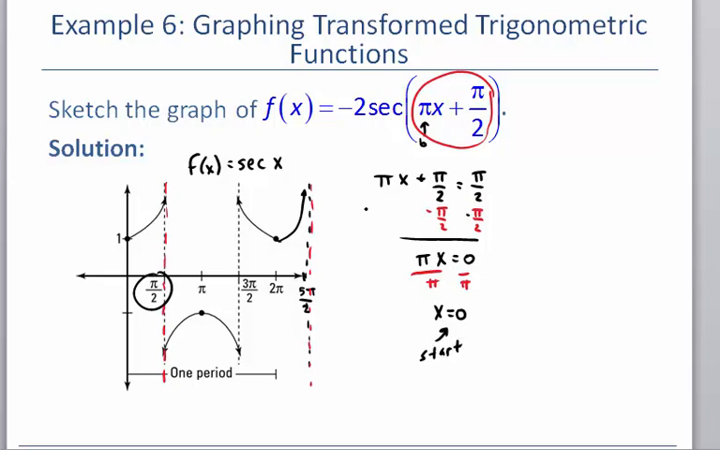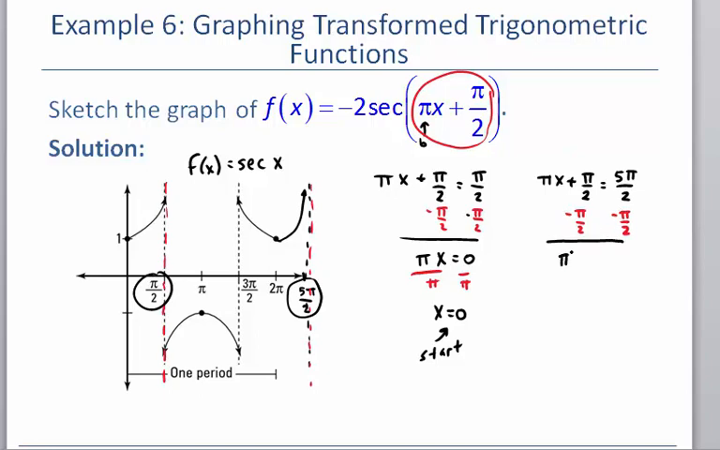Okay, let's do the ending point. So again, I'm going to take my function, pi x plus pi over 2, and I'm going to set it equal to the ending point on my original graph. And I'm going to solve for x. So I'm going to subtract pi over 2 from both sides.